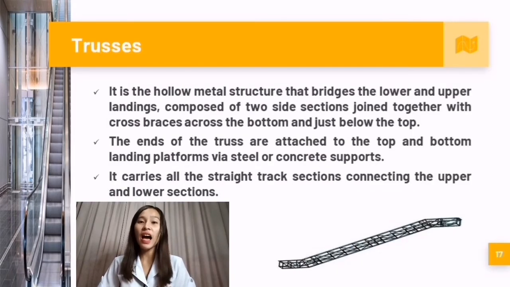The truss is the hollow metal structure that bridges the lower and upper landings, composed of two side sections joined together with cross braces across the bottom and just below the top. The ends of the truss are attached to the top and bottom landing platforms via steel or concrete supports. It carries all the straight track sections connecting the upper and lower sections.